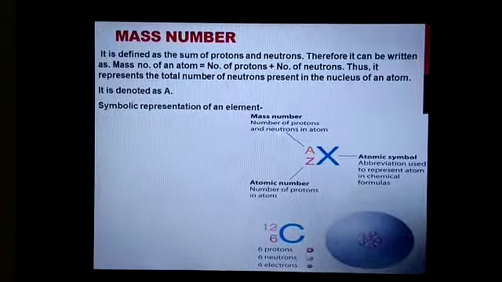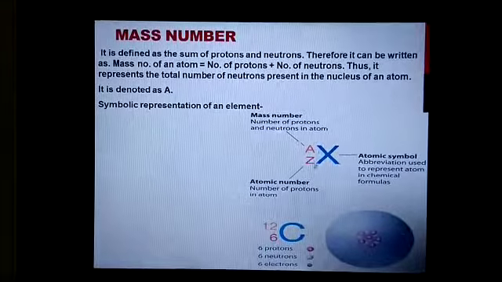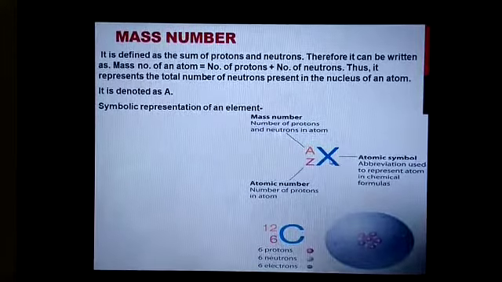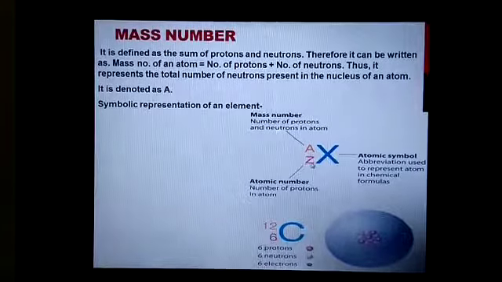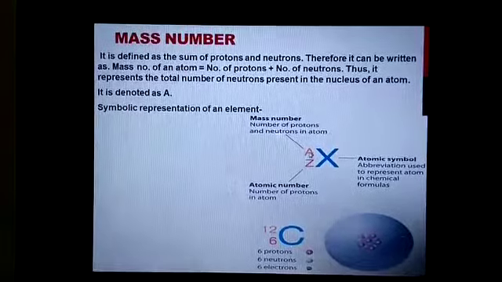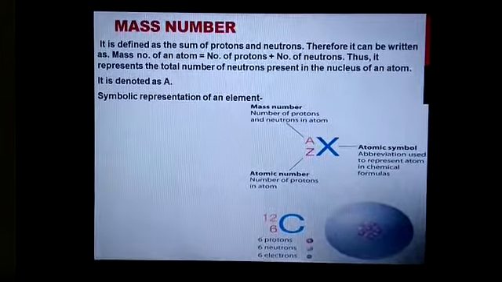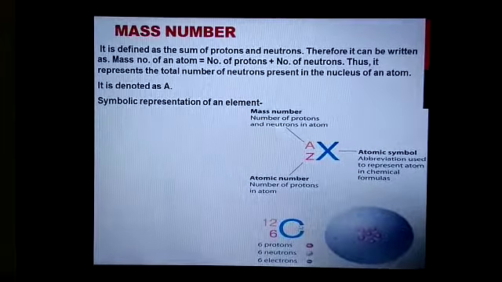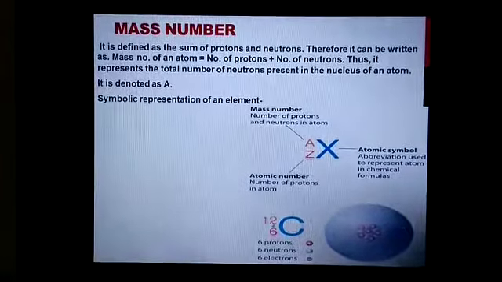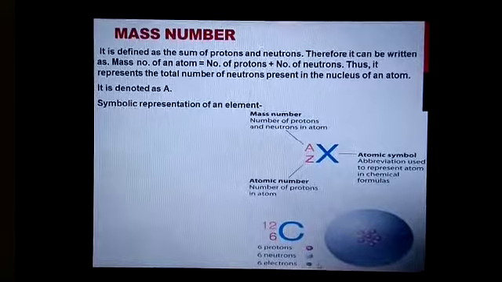An element can be represented symbolically with mass number and atomic number. Just see in the picture, if X is considered as an atomic symbol, then the subscript will be the atomic number, that is Z, and the mass number will be written on top, in the superscript position. It will be X with Z subscript and A superscript. See the example of carbon atom, C with 6 subscript and 12 superscript. It means 6 protons, 6 neutrons and 6 electrons.